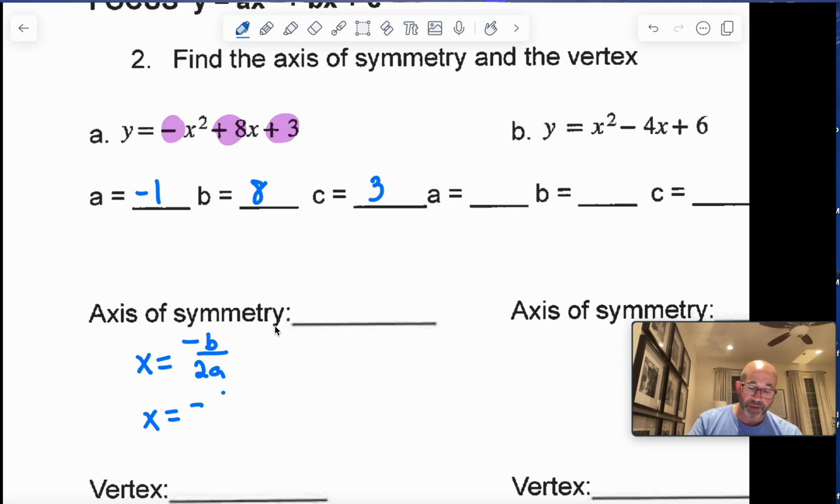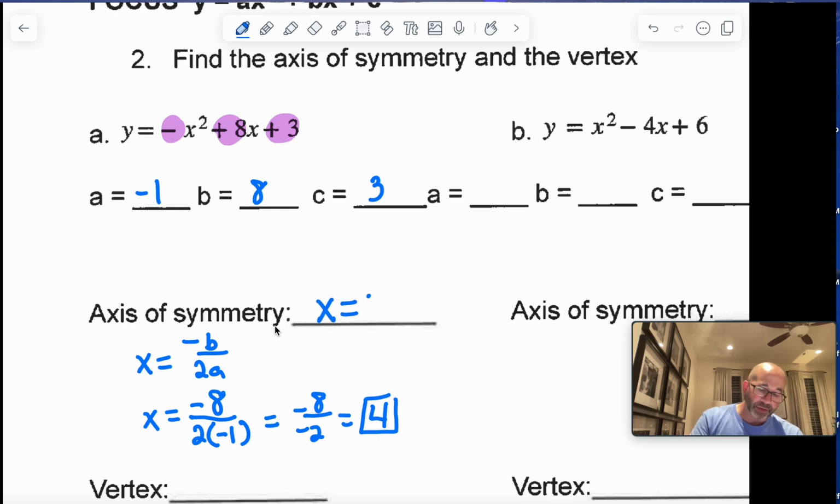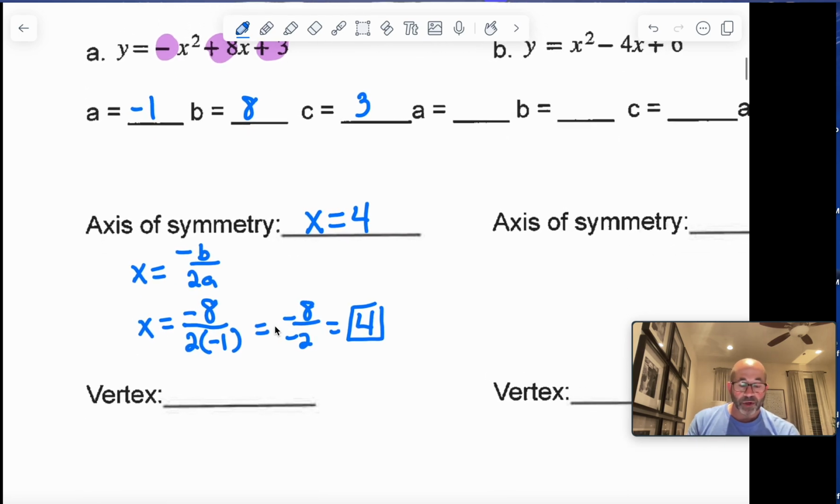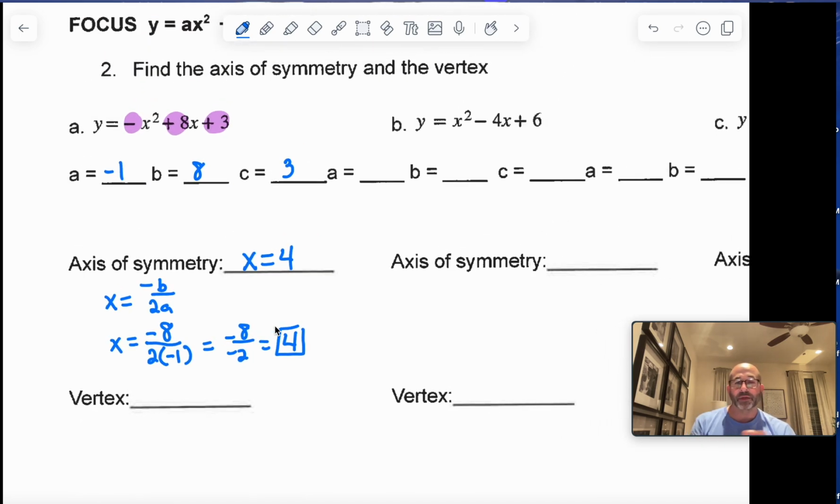So we're going to take the opposite of that, which will be a -8, over 2 times the a value, which my a value is -1. That means we're going to be at -8 over -2, which equals a +4. So my axis of symmetry for this is x equals +4. Okay? The vertex, what we're going to do is find the y value when x is equal to 4.